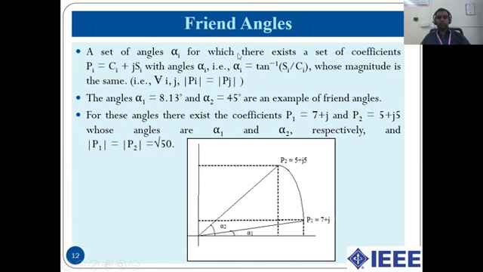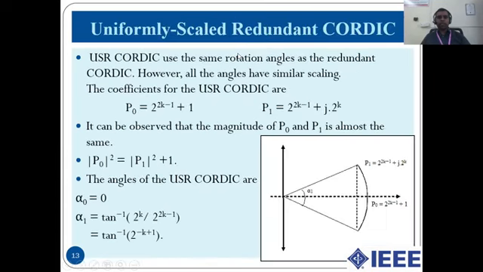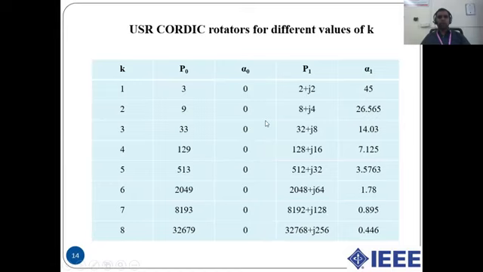We call them as friend angles. And the second set of angle set is defined by these authors: uniformly scaled redundant CORDIC. USR CORDIC uses the same rotation angles as the redundant CORDIC. However, all the angles have similar scaling in this case, and P0, once again the basic vector, is generally represented with the magnitude of 2^(2k-1) + 1, and P1 is equal to 2^(2k-1) + j·2^k.